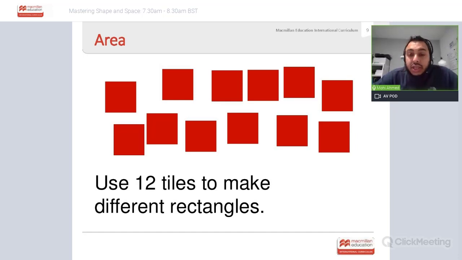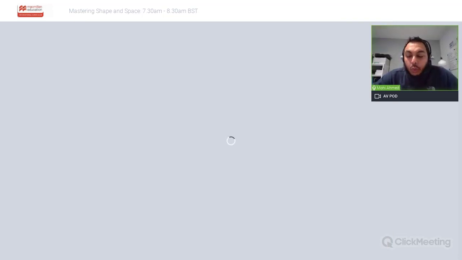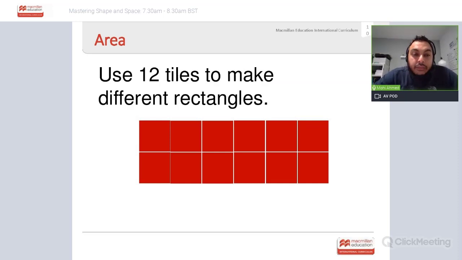Okay, so we've got loads there. I've picked out one or two. Here I've used my 12 tiles to make a rectangle. Here the rectangle is a 2 by 6 rectangle. Class, how many squares have I used here? I've used 1, 2, 3, 4, 5, 6, 7, 8, 9, 10, 11, 12. Great, we counted, we've used all 12.